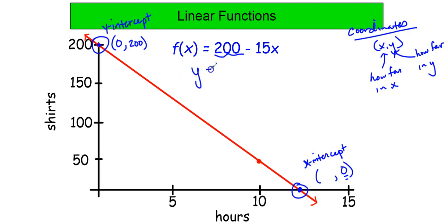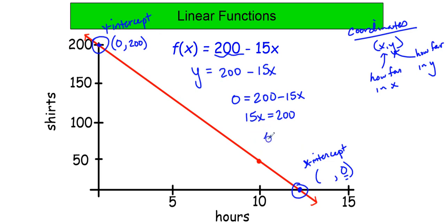Remember, this is the same as y equals 200 minus 15x. So I can take this 0 because I know it's sitting on that axis and we haven't gone up and down. I can take this 0 and I can plug it in for y. And this is a really simple one to solve for. So 0 equals 200 minus 15x. I can move this over to make that positive. That's 15x equals 200.